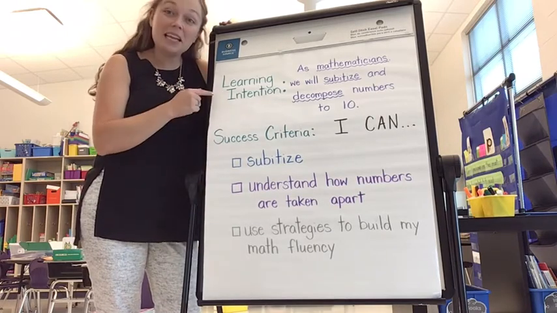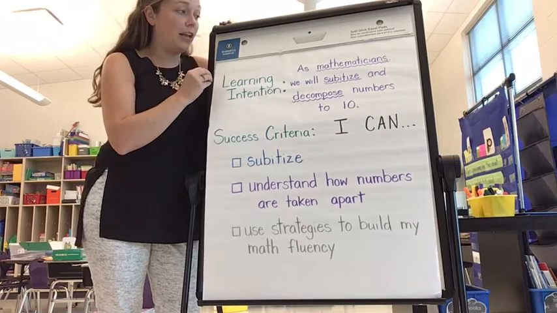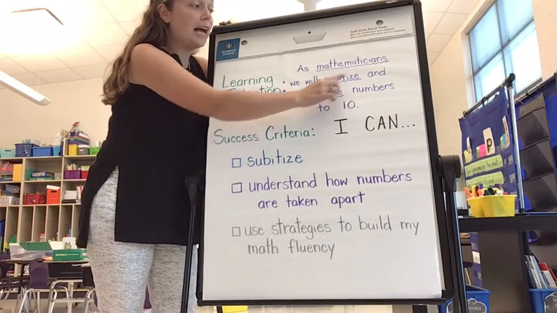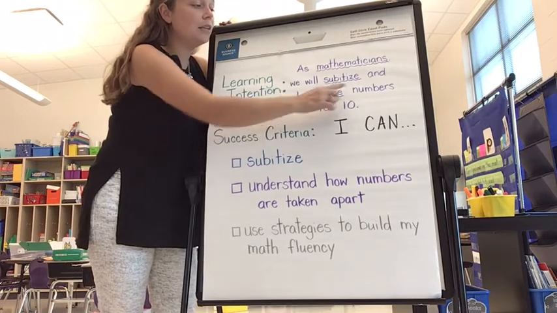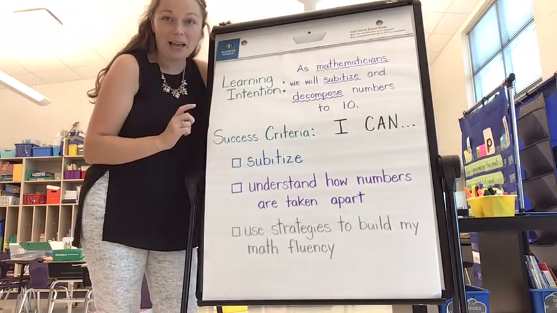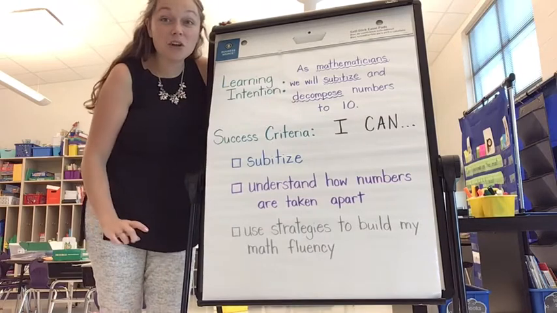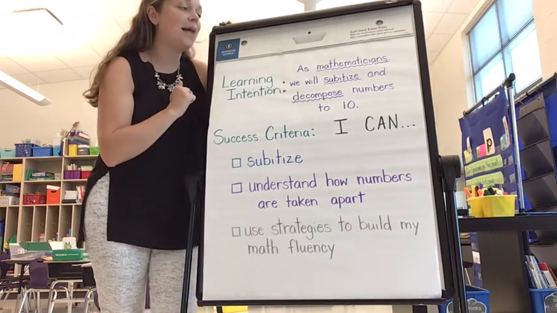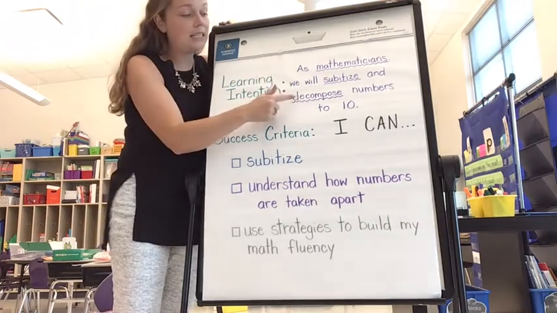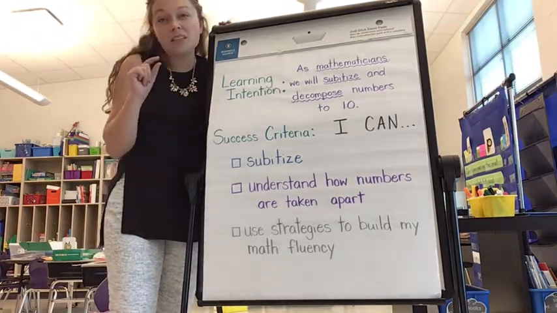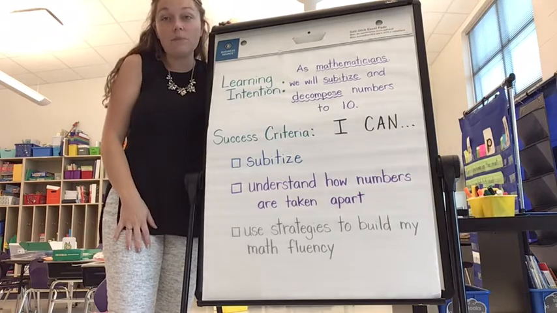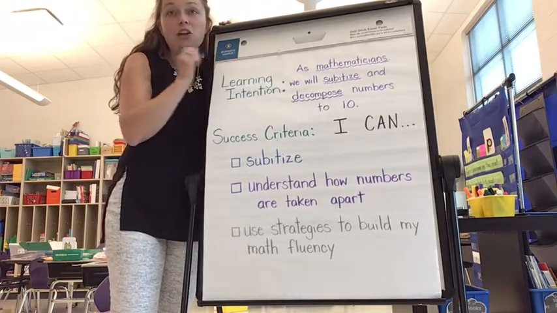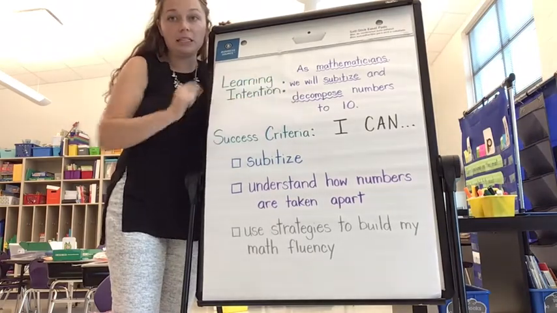All right? So right now in math, we are learning, as mathematicians, we will subitize and decompose numbers to 10. Okay? So remember, mathematicians are people who do math. You got it. And you may know about subitizing and decomposing already because we talked a little bit about it in kindergarten, or you might not, and that's okay too, because by the end of this unit, you will know all about subitizing and decomposing.